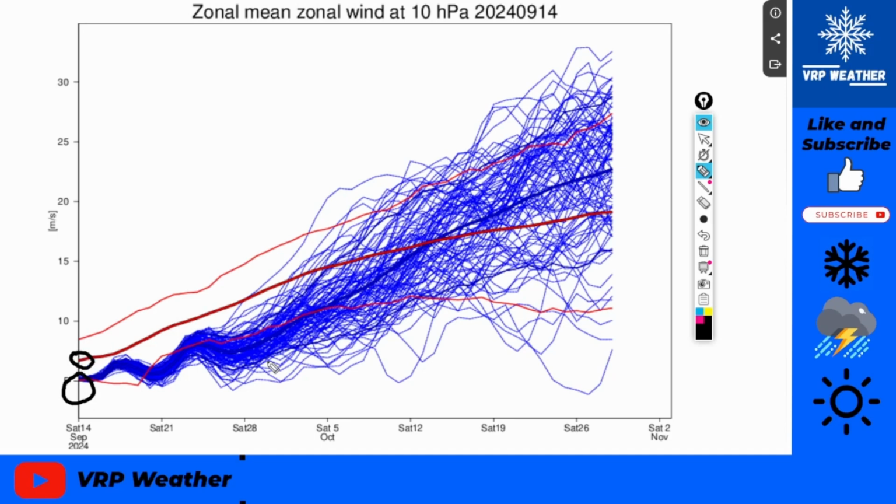This dark, thick red line is the climatological average. Up here is the top average, and down here is the lower average. We're riding that lower average right now. This thick blue line is what our current forecast is, and we stay weak until maybe around mid-October. That's when we maybe start going back up, but even that's still far out. So right now we're around 50% weaker than the average.